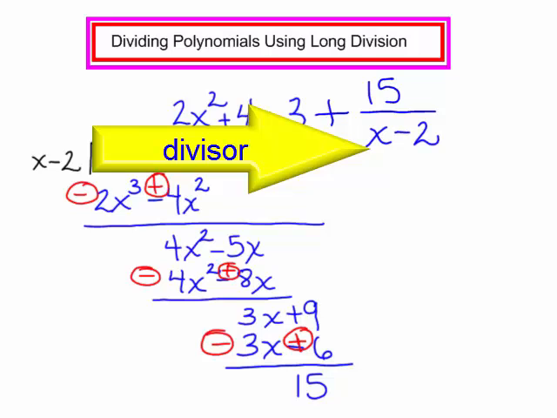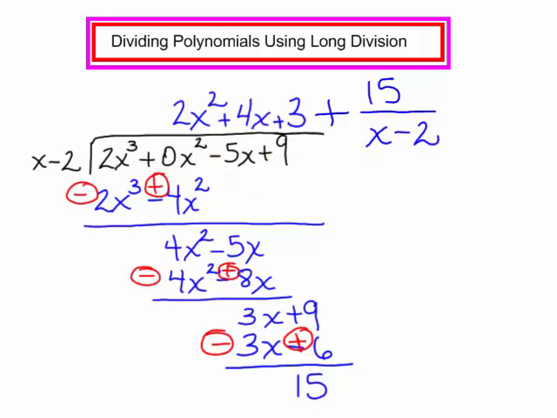My answer, or my quotient, is 2x squared plus 4x plus 3 plus 15 over x minus 2. Good luck with long division.